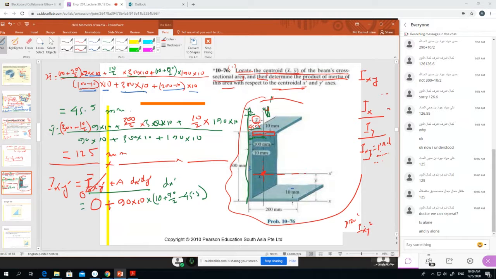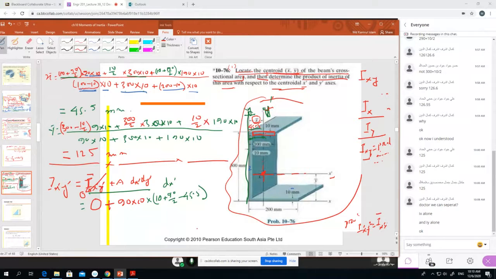Here Ix is Ix prime and y prime, so this is with respect to this axis and this axis, equal to Ix prime to the center. Center means the whole section. Now we draw a section here. This is our rectangle.